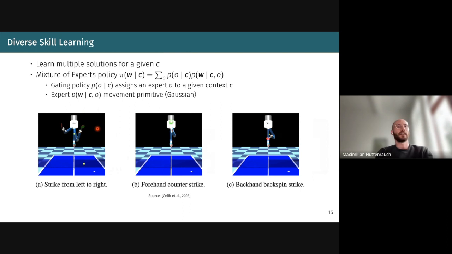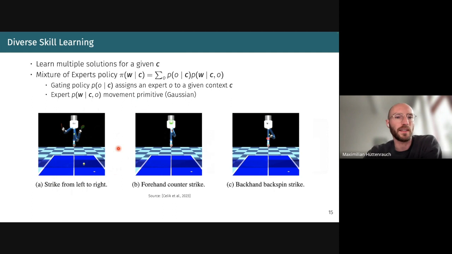The next concept, a more complex one, is to learn multiple solutions for a given context. For example, again in the table tennis example, given the same context of incoming ball and maybe target location, we actually want to learn different behaviors. For example, a stroke that goes from left to right, or something that just goes forward, or uses the backhand of the racket.